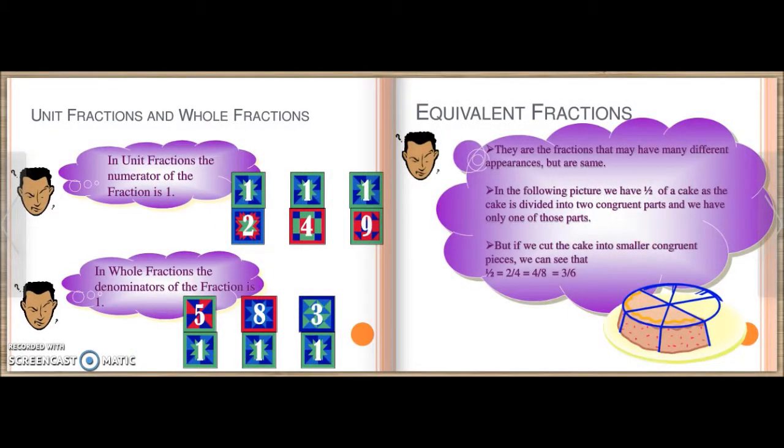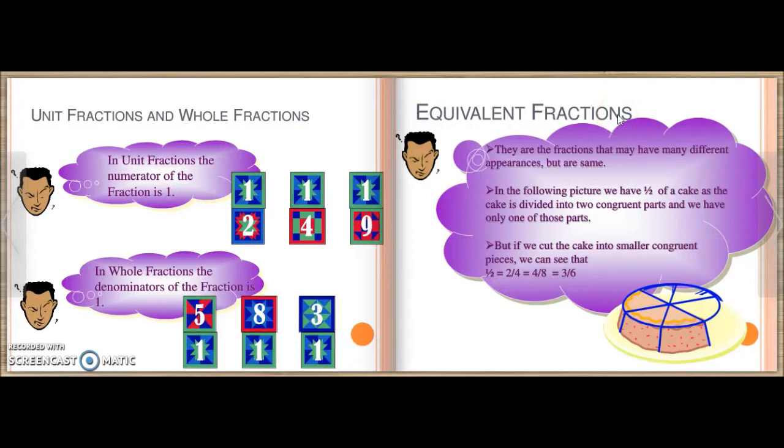Unit fractions and whole fractions. In unit fractions, the numerator of the fraction is 1, such as 1 over 2, 1 over 4, and 1 over 9. In whole fractions, the denominator of the fraction is 1, such as 5 over 1, 8 over 1, and 3 over 1.